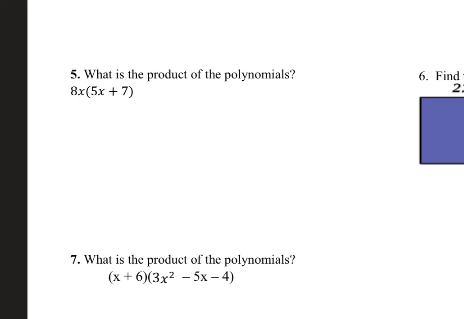All right, number 5, what is the product? So we're going to distribute. So 8x times 5x is 40x squared. 8x times positive 7 is, 8 times 7 is 56x.